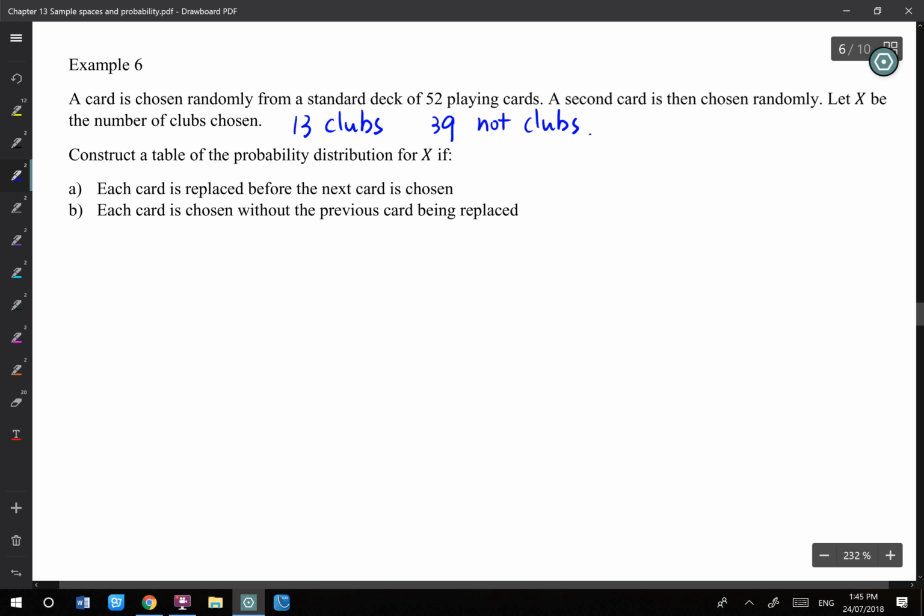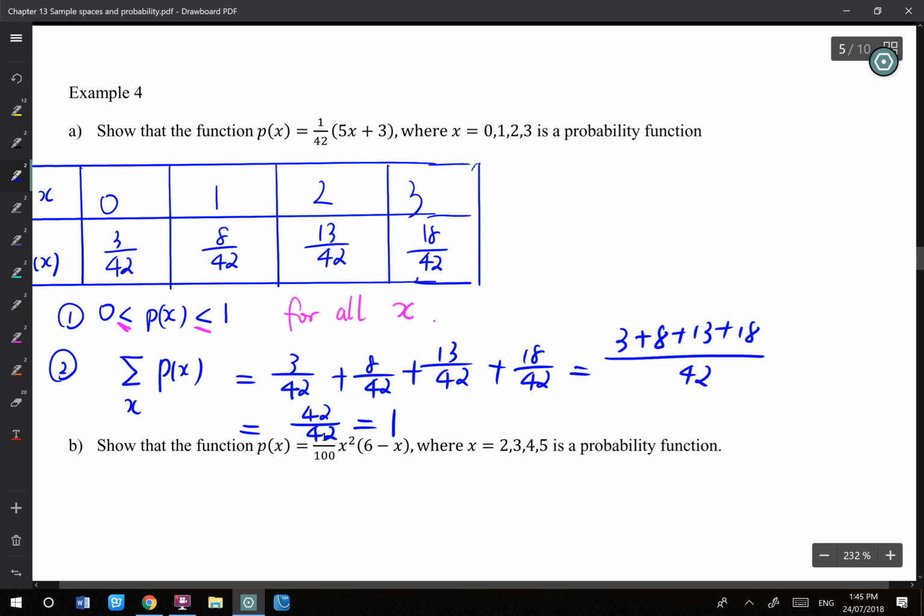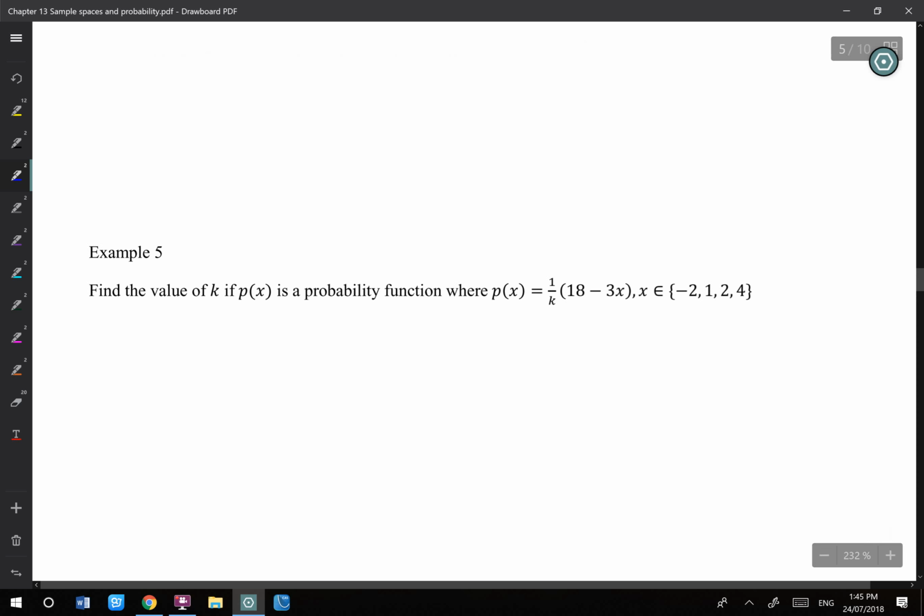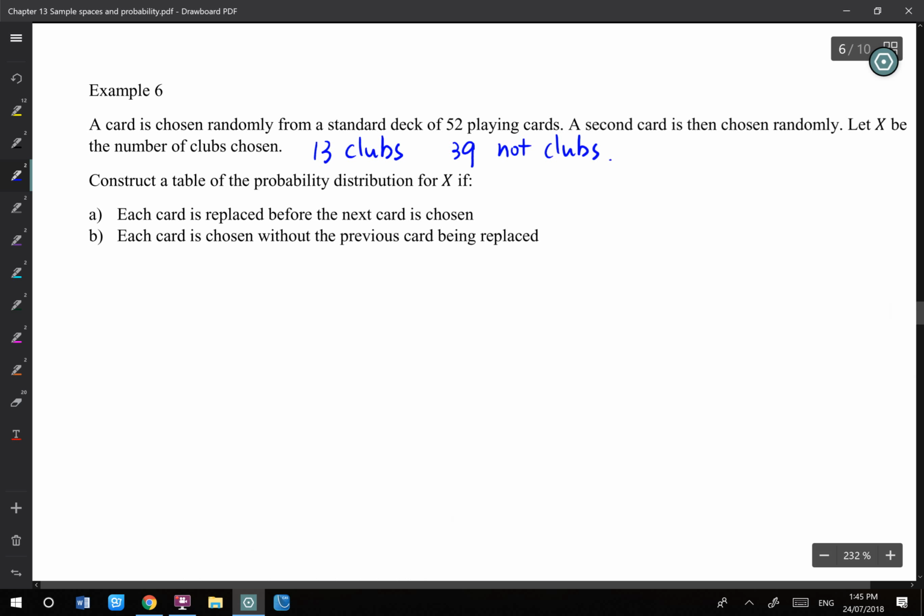Okay, so construct a table of probability distribution for X. I want you to set up the table like this. Okay, give me a table. Represent the number of X. Okay, first of all, what X can be in this question?